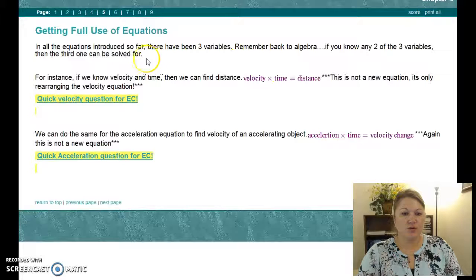Right. Here's just a little rundown about how to use those equations you've seen before. Some extra credit for exploring that.